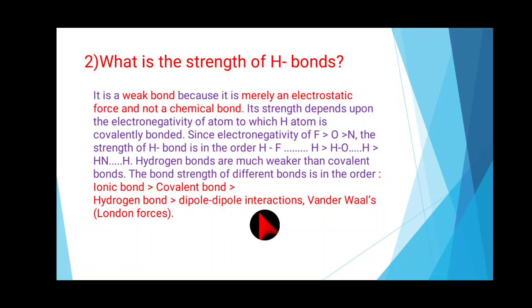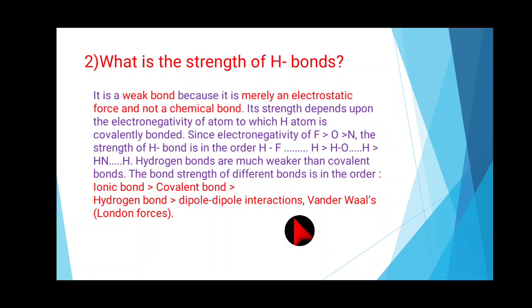So when we compare the hydrogen bond with other types of bond, which place has the hydrogen bond taken? Ionic bond is greater than covalent bond, covalent bond is greater than hydrogen bond, which is greater than dipole-dipole interaction and van der Waals force, London force. So the hydrogen bond has taken the third place, right? Because it is a weak bond.